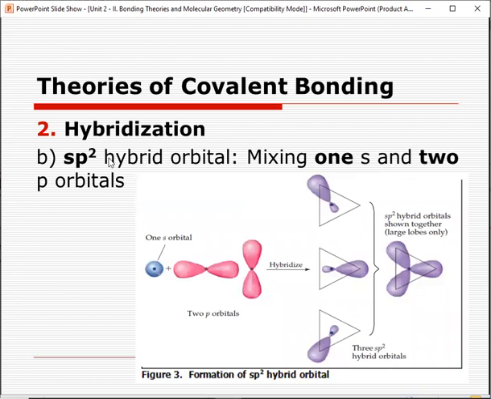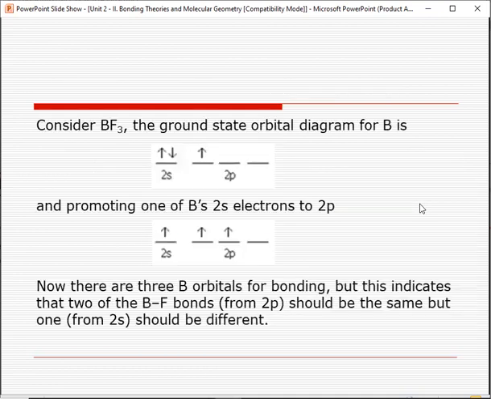Next is the sp2 hybrid orbital. This is the mixing of one s and two p orbitals. This is the picture. When they are shown together, only the large lobes can be seen. An example for sp2 is BF3.